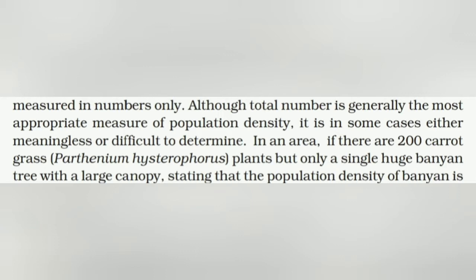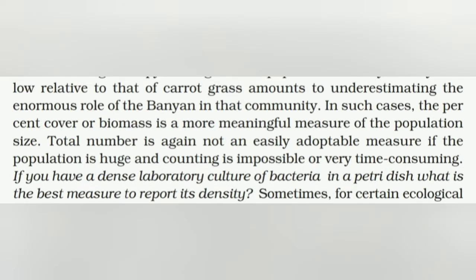In an area, if there are 200 carrot grass, that is Parthenium hysterophorus plants, but only a single huge banyan tree with a large canopy, stating that the population density of banyan is low relative to that of carrot grass amounts to underestimating the enormous role of the banyan in that community. In such cases, the percent cover or biomass is a more meaningful measure of the population size.